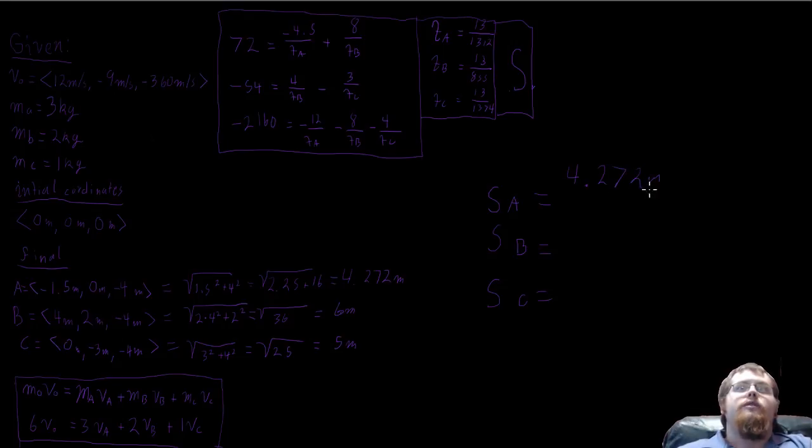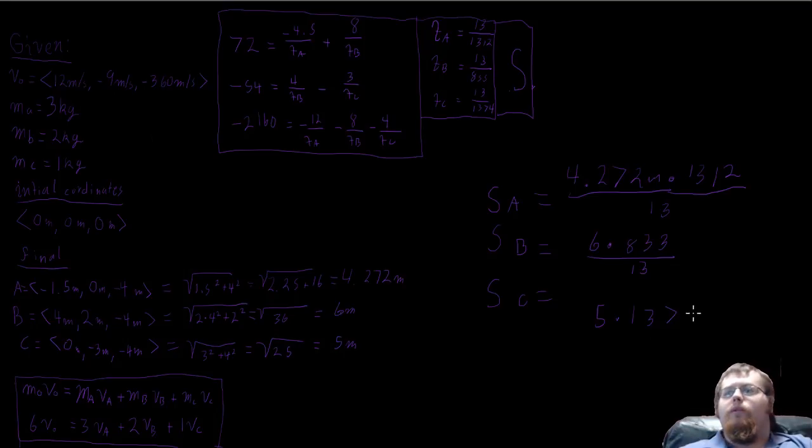4.272 meters, that's an M, over, I'm going to do this over 13, and multiply that times 1,312. Here we have 6 times 833 over 13. And then lastly we have 5 times, I believe that's a 1374, yep. And divide that by 13.